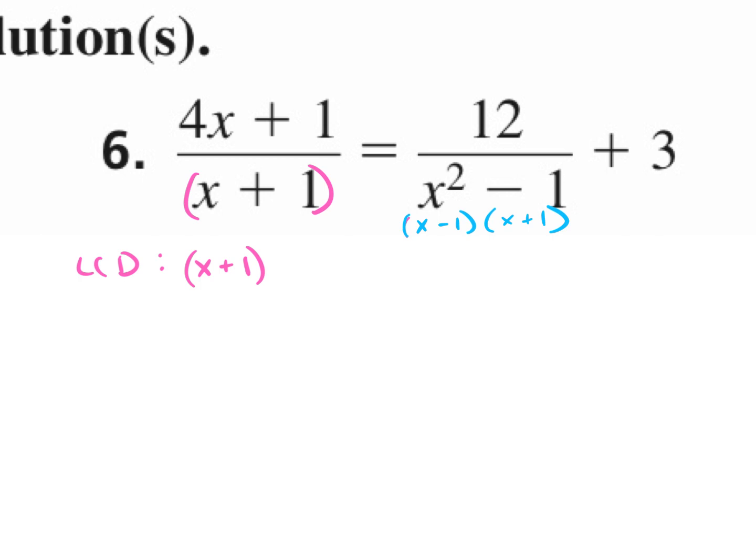So when I include my factors in my least common denominator, what would I have to include? Just x minus 1, because I already have an x plus 1 on the list, so I don't have to repeat it. What's my denominator for 3? 1. Do I have to put 1 on my list of denominators? No. What's the next step?